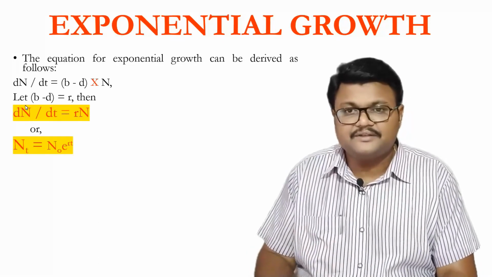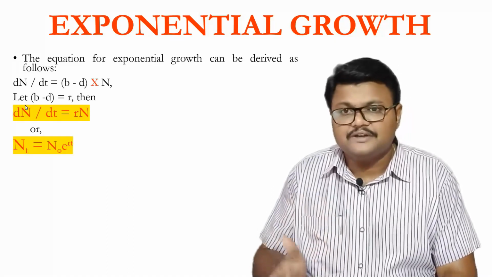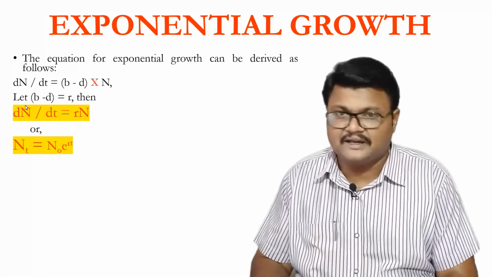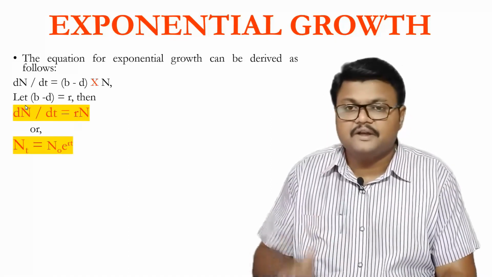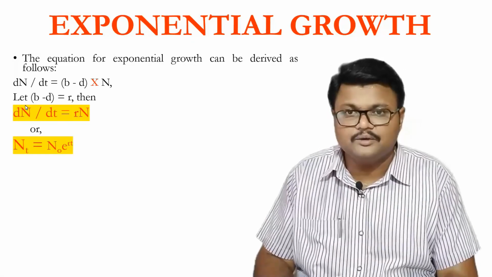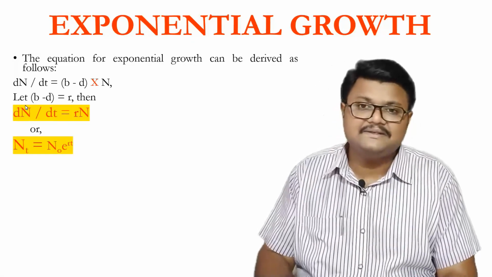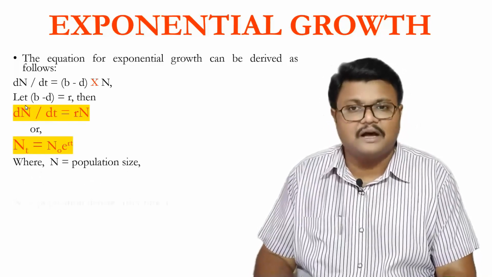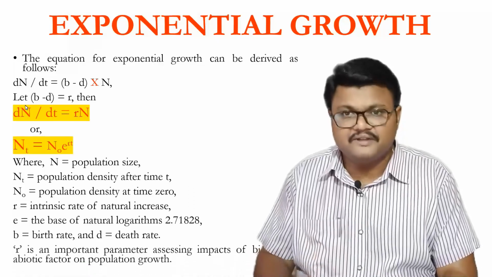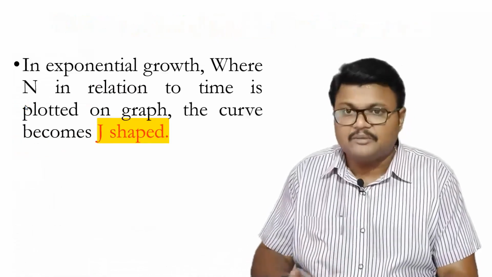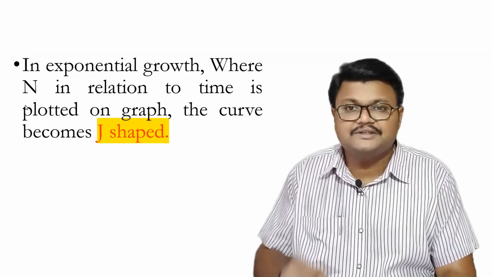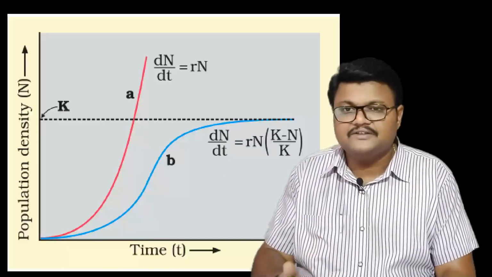This equation results when the above equation is multiplied by the natural logarithm on both sides, that is LHS and RHS. I repeat that the exponential growth model can be represented as dN by dt is equal to R into N, or Nt is equal to N0 into e to the power R into t. When we plot these into a graph, it gives us a J-shaped curve. Remember students, in case of exponential growth, the graph gives us a J-shaped curve. Don't forget this.